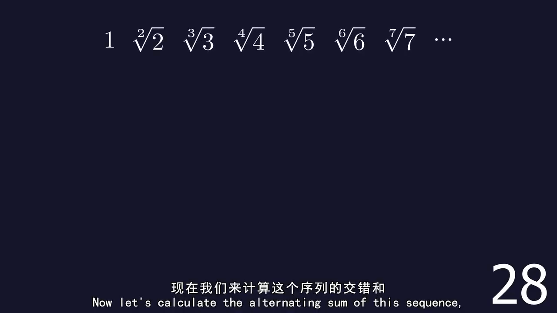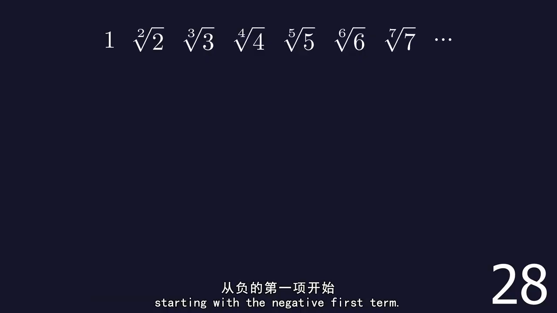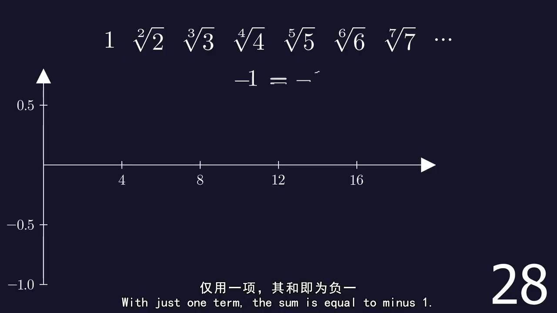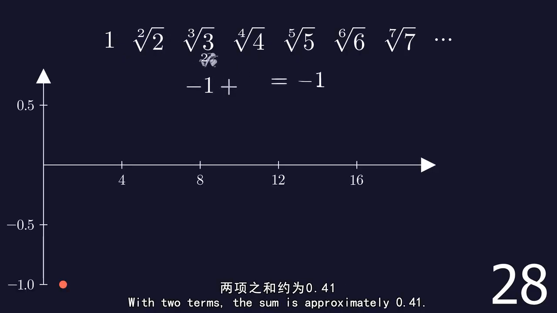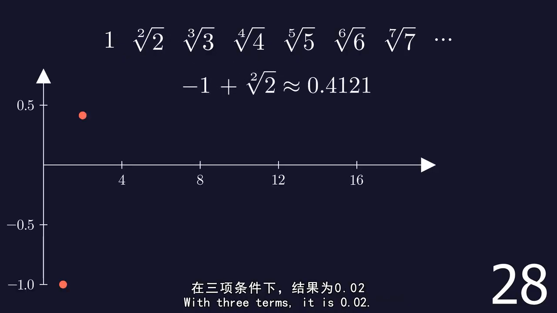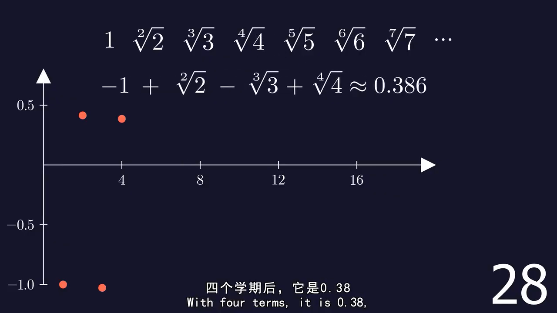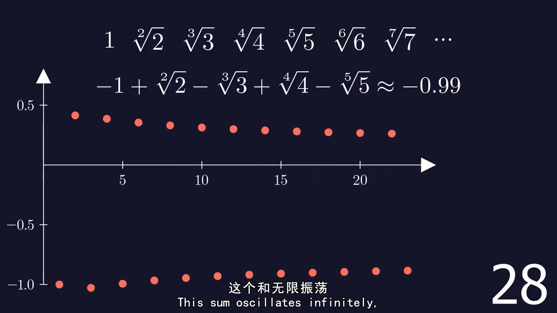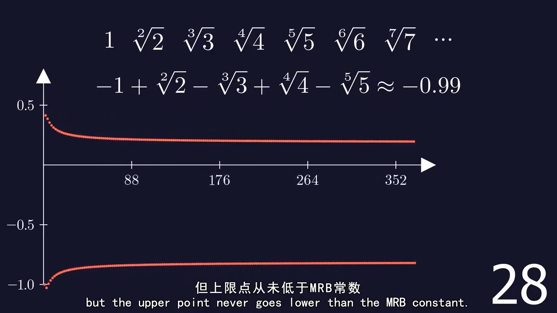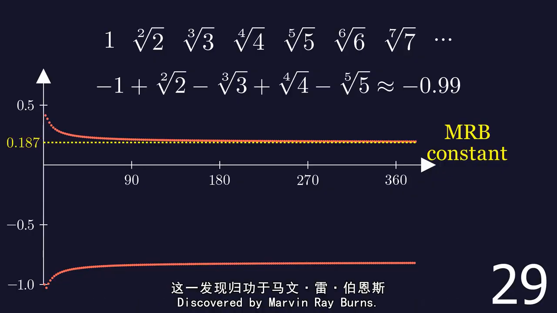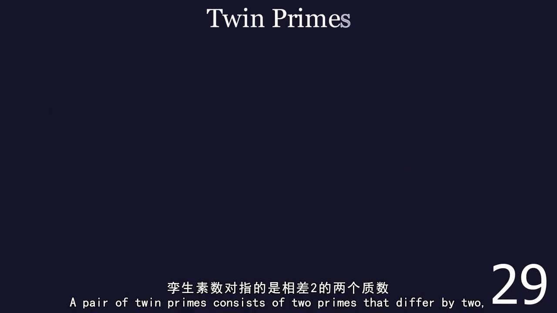Now let's calculate the alternating sum of this sequence, starting with the negative first term. With just one term, the sum is equal to -1. With 2 terms, the sum is approximately 0.41. With 3 terms, it is -1.02. With 4 terms, it is 0.38, and so on. This sum oscillates infinitely, but the upper point never goes lower than the MRB constant, which is approximately 0.187, discovered by Marvin Ray Burns.